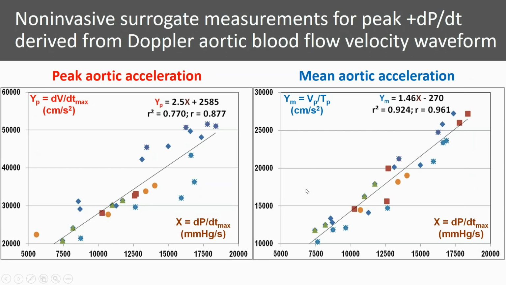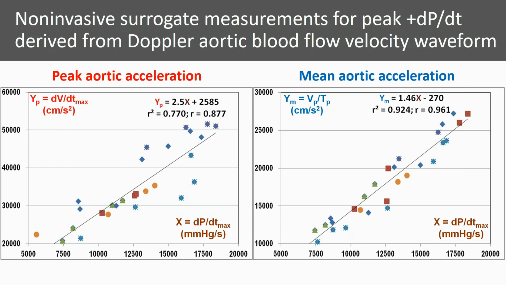And you can see on the left side is the peak aortic acceleration versus the dP/dt, and correlation is very high between these two. And on the right side, you can see the mean aortic acceleration, also a very high correlation. And so both these numbers, peak aortic acceleration and mean aortic acceleration, can be obtained with the Doppler system. And so these both seem to represent, at least in our initial studies, a pretty good estimation of the contractility of the heart.